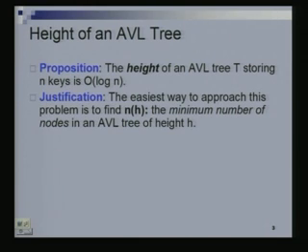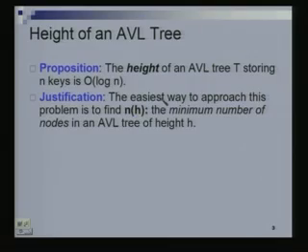I'm going to say, let's take an AVL tree of height h. Amongst all possible AVL trees of height h, let me see the one which has the smallest number of nodes. So I define this quantity n of h here as the minimum number of nodes in an AVL tree of height h, and let's figure out what this quantity is, and then we'll see how this implies this proposition here. Okay, everyone understand what I'm saying? So given an AVL tree of height h, we want to find out what is the smallest number of nodes it has.